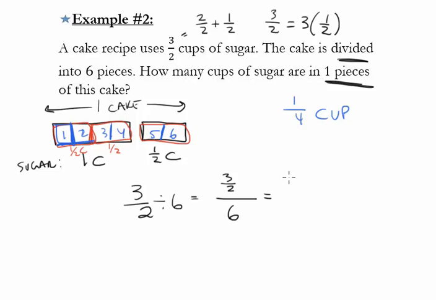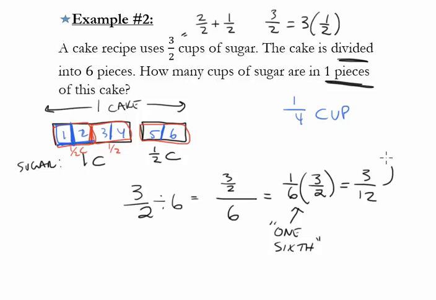I could also write it as 1/6 of 3/2, right? When I divide something into 6 pieces, I am taking 1/6 of the entire cake in this case, all the sugar in the entire cake. So I can, in fact, just use arithmetic. When I multiply fractions, you multiply across. That ends up being 3. 6 times 2 is 12. And 3/12 is, in fact, equal to 1/4, right? These are the same numbers.